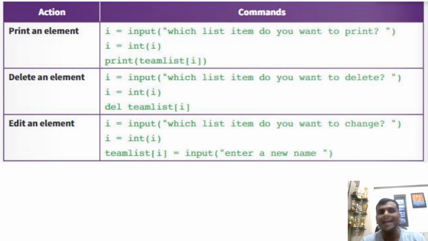The next one being deleting an item. The same way I can just mention del, the team list and I location, which means if I mention 2, whatever item was present at the second location will get deleted. Edit an item, same way I'll say team list of I is equal to input, enter a new name. What will happen is, supposing I is 2, at the team list location number 2, a new item will be inserted and the original item which was present in the location 2 will be removed.